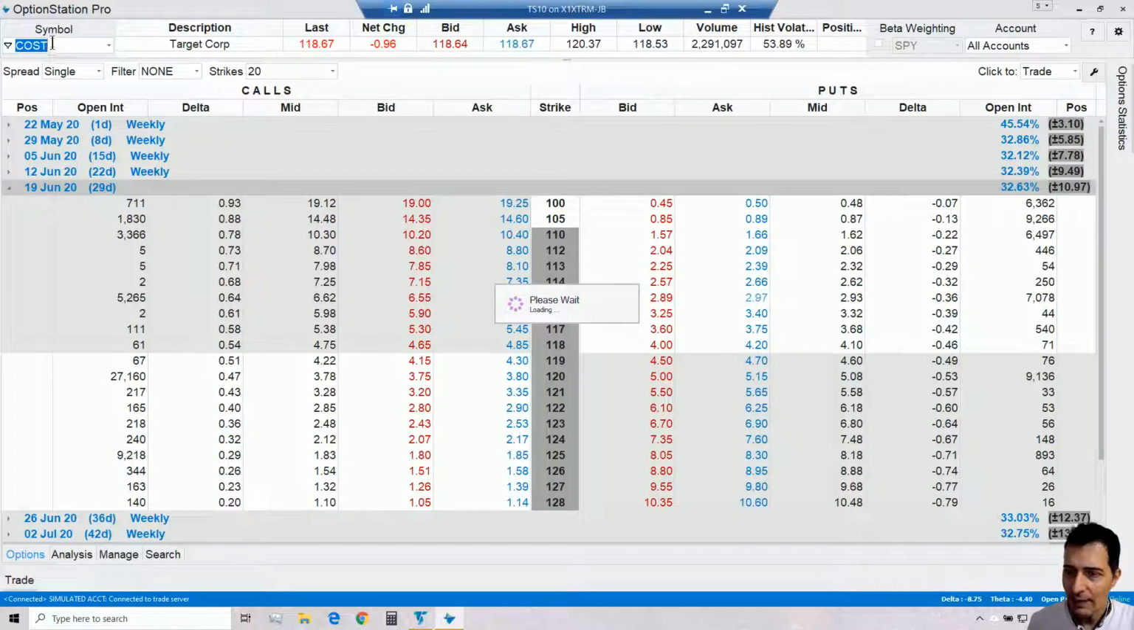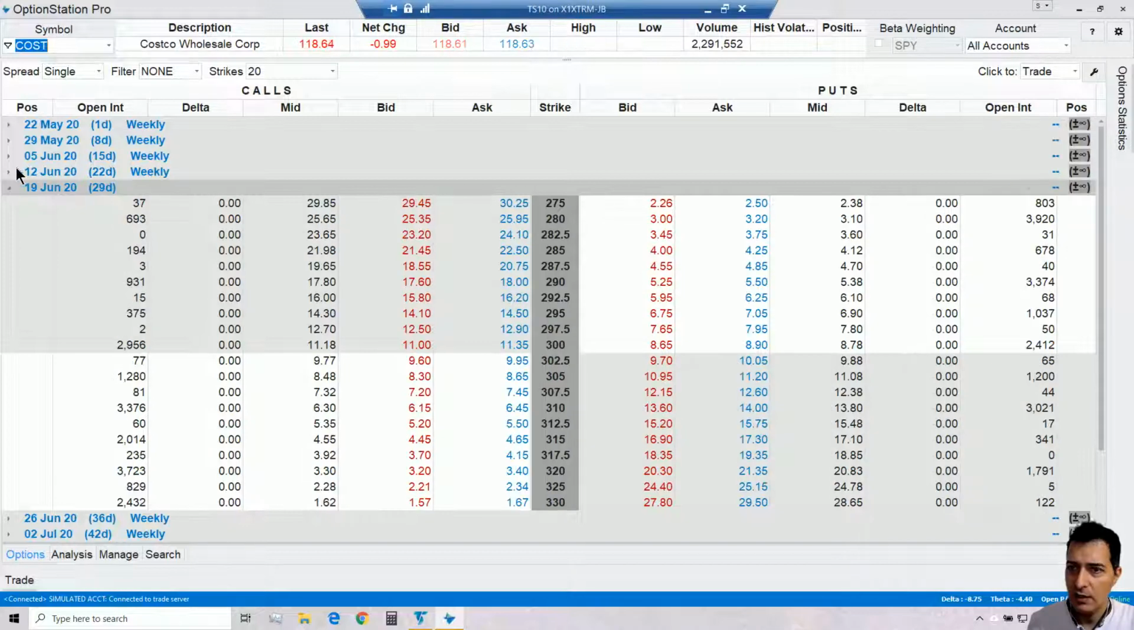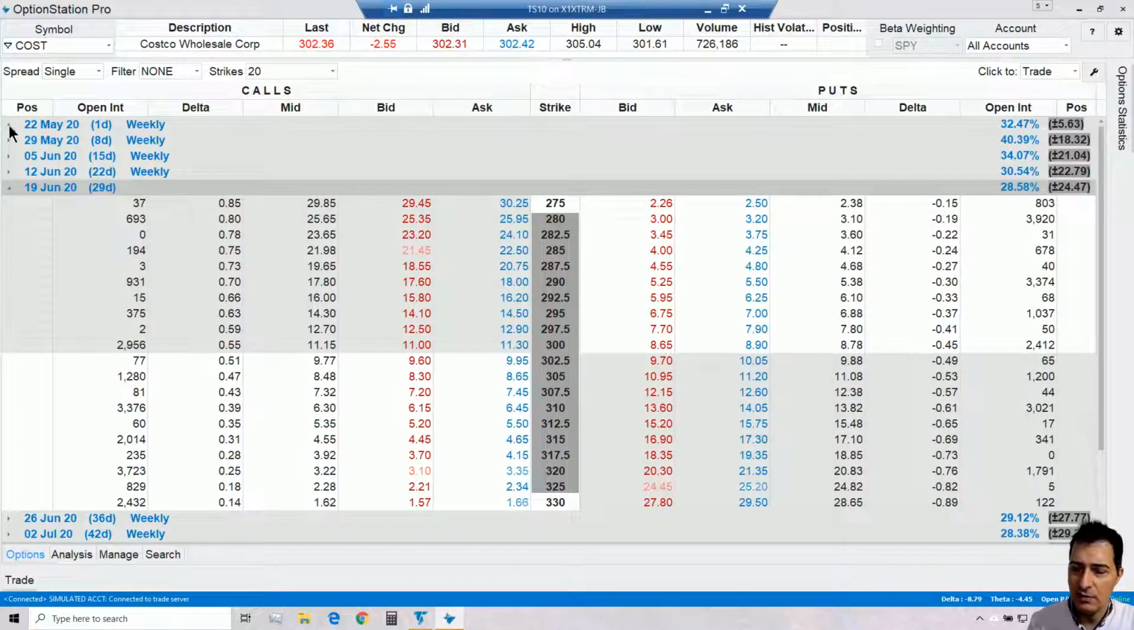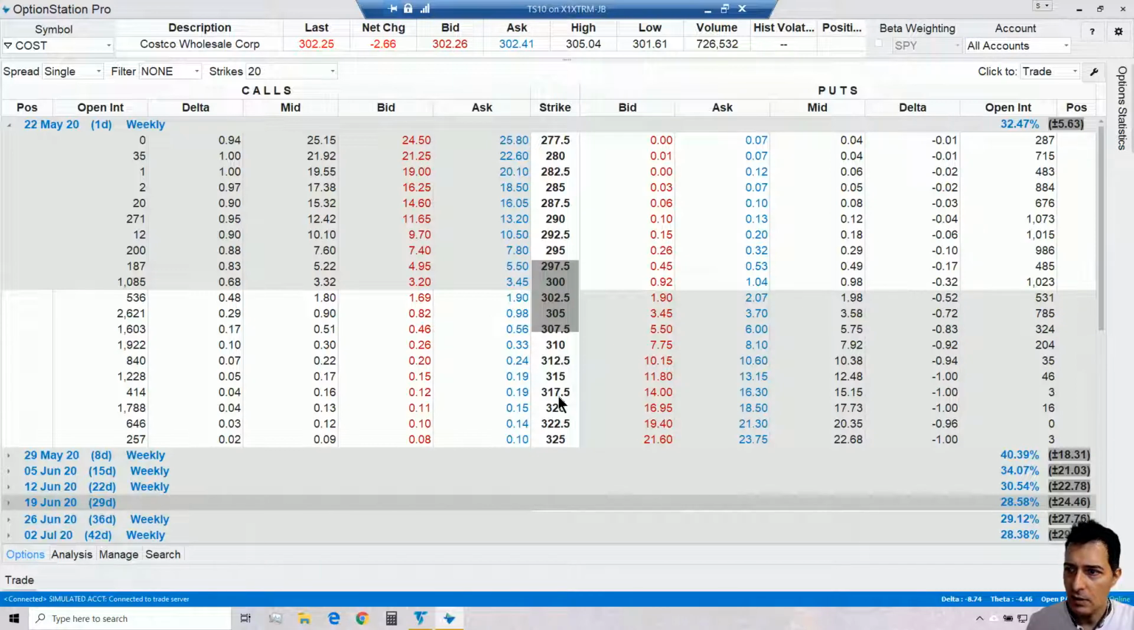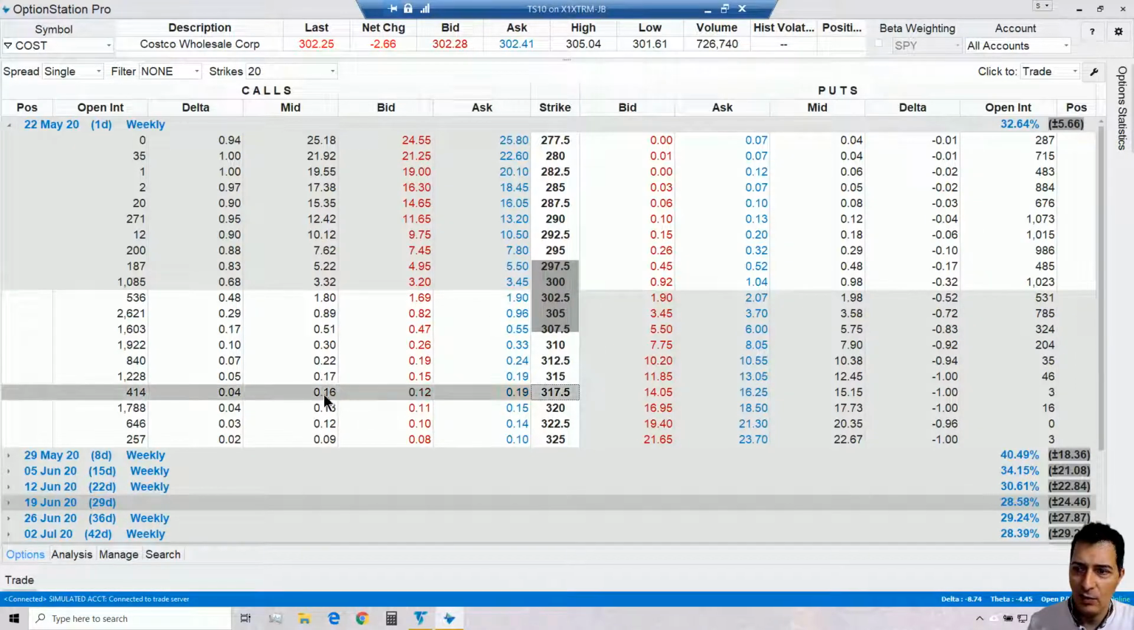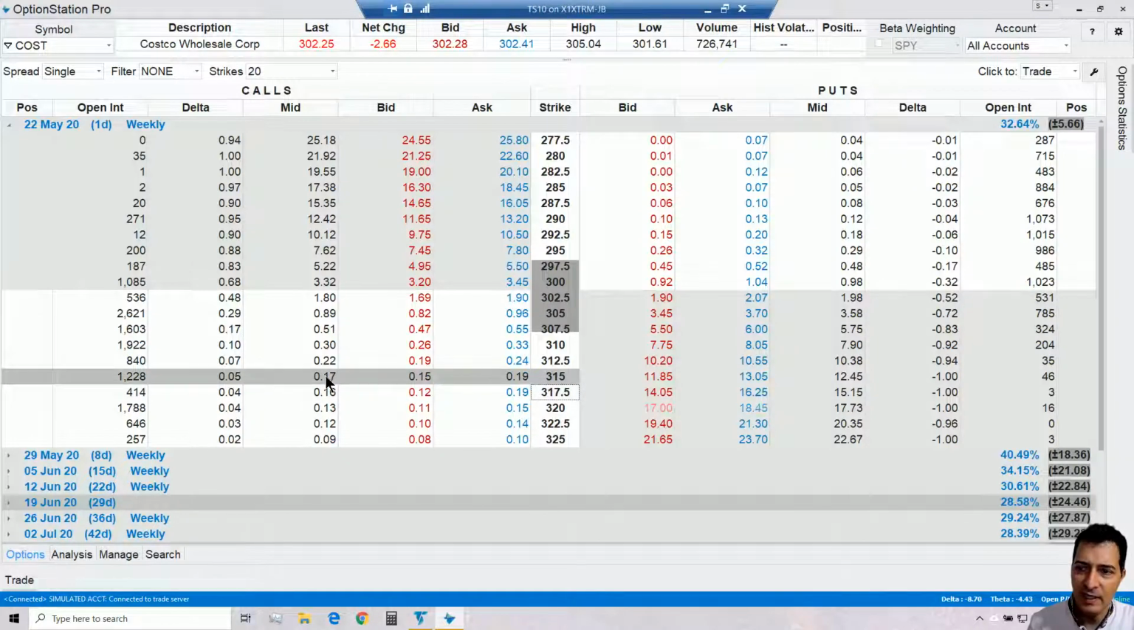I'm going to look at the May 22nd expiration date as the option chain loads. Here we go, May 22nd. If I look at the 317.5, for example, that would be a valid one. Notice that we only get paid 16. If I look at the 315, I get paid 17. So it's not acceptable because our minimum is 35 cents, isn't it?